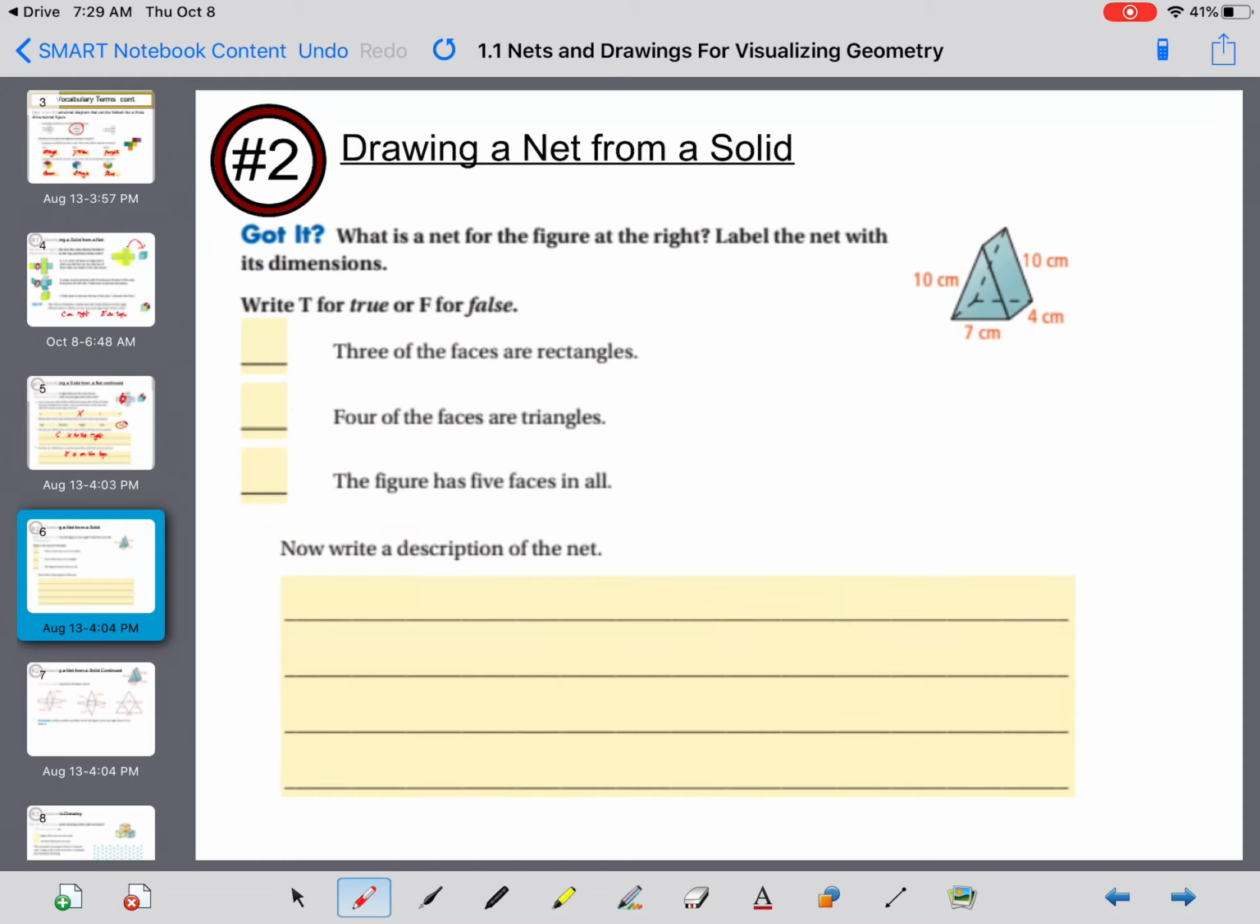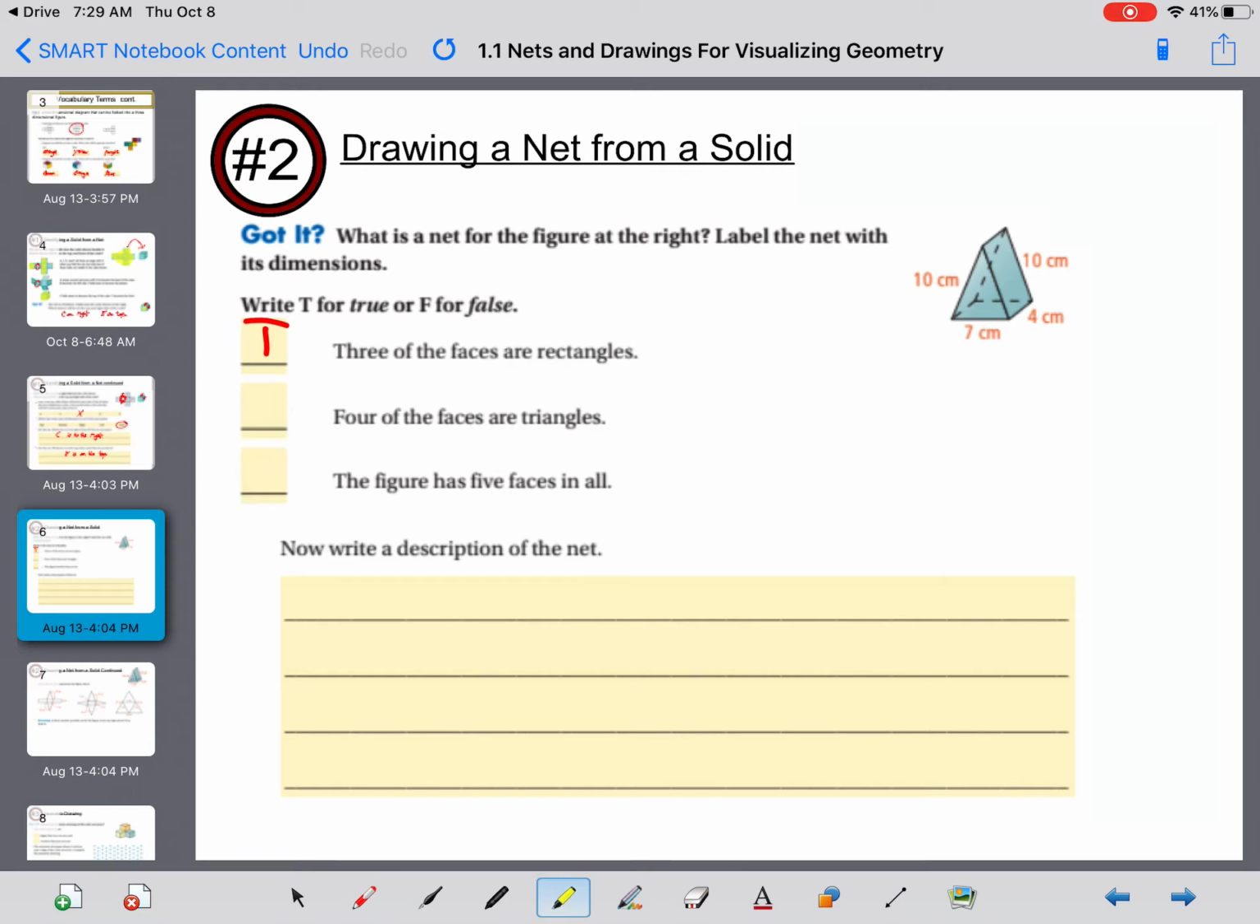Drawing a net from a solid. So what is a net for the figure at the right? Label the net with its dimensions. Write T for true and F for false. 3 of the faces are rectangles. Well, I see a rectangle right here. Okay. I see a rectangle on this side. And I also see a smaller rectangle as the base. So that is true. There are 3 rectangles.